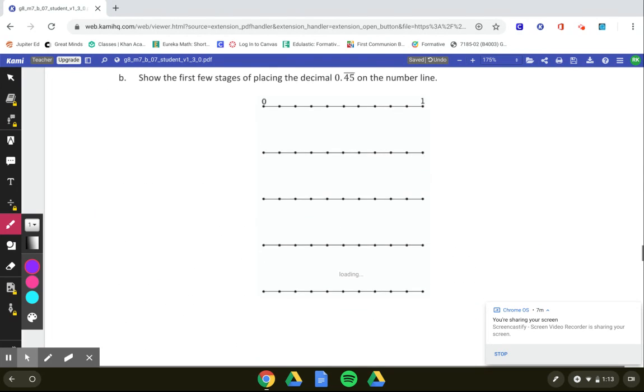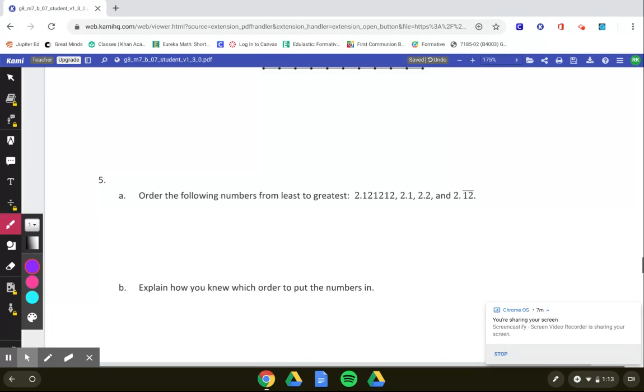Let's jump to number 5. So on page 73, number 5. The idea of this last question is we want to order these 4 numbers, the first number, second number, third number, and fourth number, from least to greatest. So we have to think in terms of a number line: what would be our smallest? In this case, our smallest is going to be 2.1. It is the smallest one on our list. The next smallest number is going to be 2.121212, because at some point it stops. Our third number is going to be 2.12 repeating, because it's a little bit bigger than 2.1212. And then our largest number in this group is 2.2.